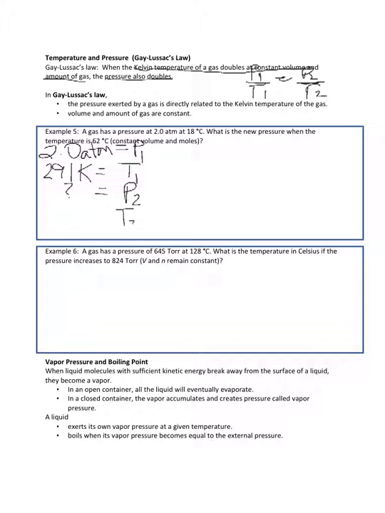So T2 is 335 K. Okay, let's put this in our equation. We have P1 is 2 atmospheres divided by T1 is 291 equals P2, we don't know, divided by T2 is 335.